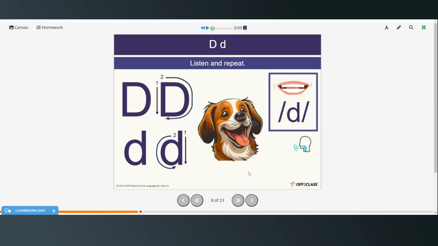All right, now we're going to practice the D sound. Again, here is how you write the D, the uppercase D and the lowercase d. And again, pay attention to the mouth position.